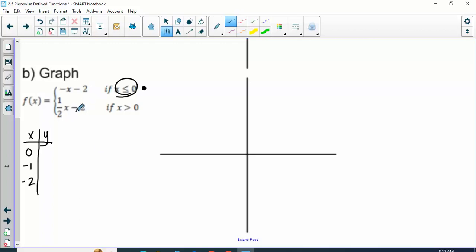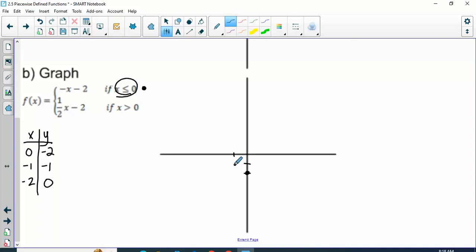than 0. So if I put them in, opposite of 0 is still 0, minus 2 is negative 2. Opposite of negative 1 would be a positive 1, minus 2 is negative 1. If I put in negative 2, opposite of negative 2 is 2, minus 2 is 0. So 0, negative 2 is a closed circle on my graph.